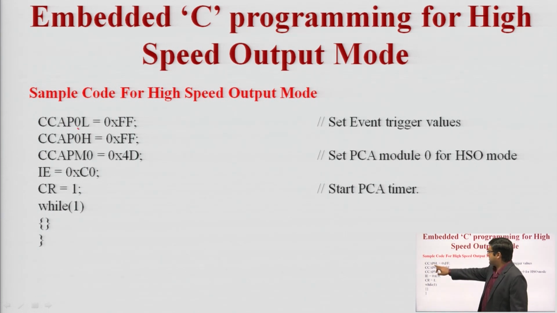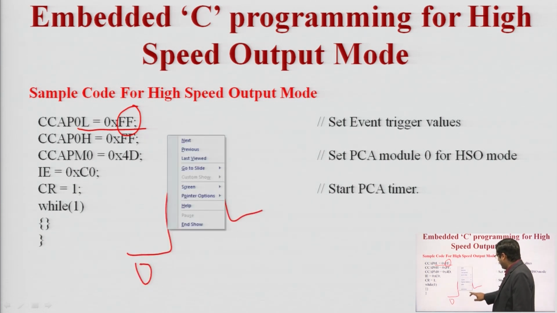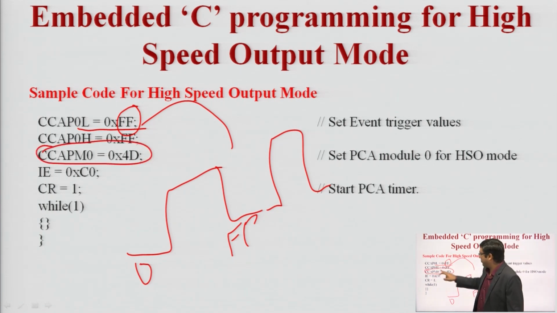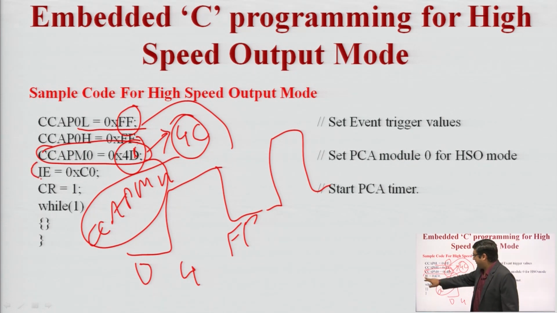So what will be the value of CCAP? It is FF because it is counting from its maximum value, that is FF. So when it rolls over from FF, the interrupt will be generated. So CCAPM0 has a value of 40. In the CCAPM0 register, we can calculate the value. Here it is 4C. It is correct. I am correcting here. It is 4C. Okay. So we are enabling it, that is C0, and CR should be 1 to enable the counter.